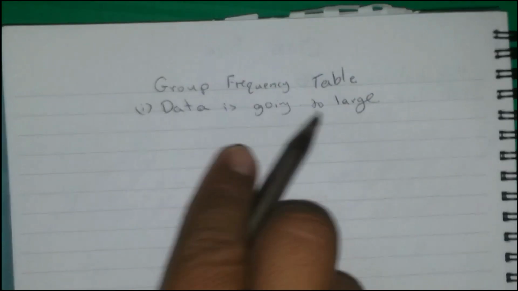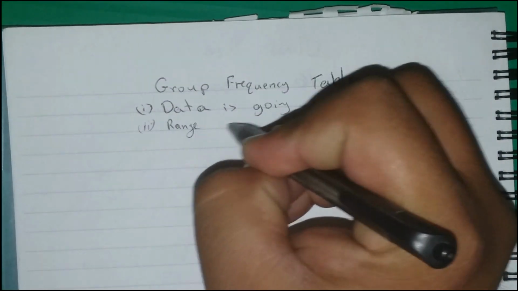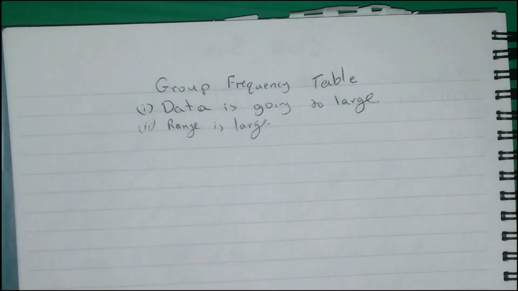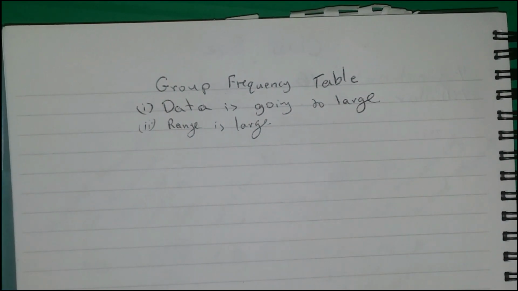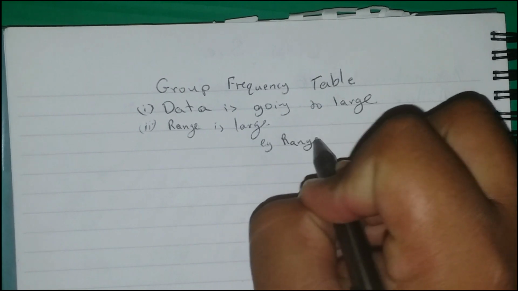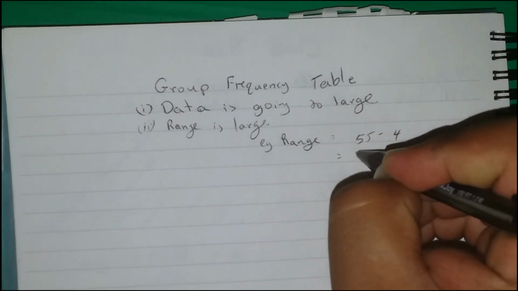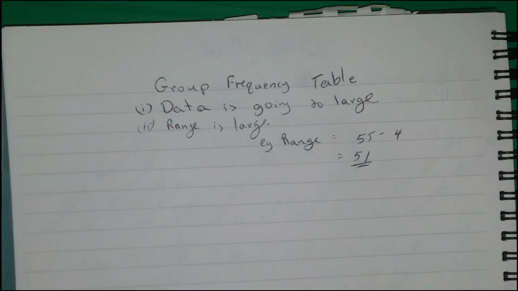Now the data is still going to be large, but in this case the range is large. For example, if you have to find the range, and let's say that the range you get here is 55 minus 4, then in this case your range is 51. This would be considered a large range. Whenever you get that large number, it means that within your table you will need to group the information that is given to you.